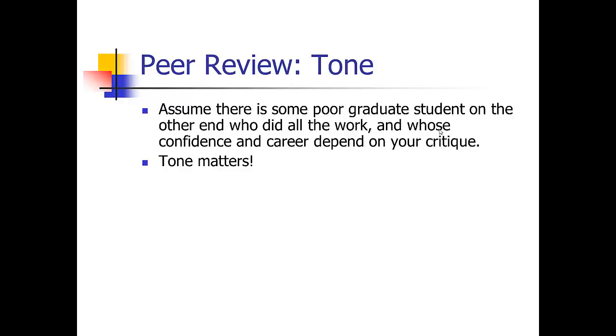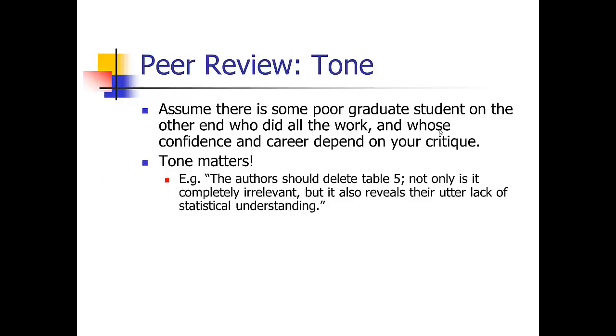Always make sure that you're including positives. There's always positives in every paper. Make sure you're pointing those out. Keep your tone as positive as possible when you're delivering the criticisms as well. So, for example, you could say something like, the author should delete Table 5. Not only is it completely irrelevant, but it also reveals their utter lack of statistical understanding, right? That's a very harsh way of delivering a criticism.